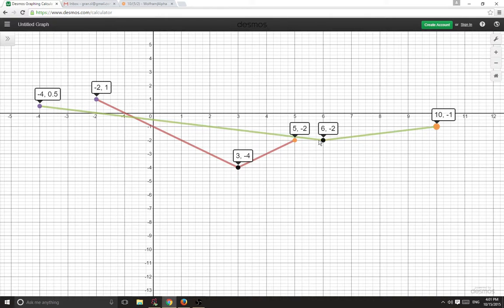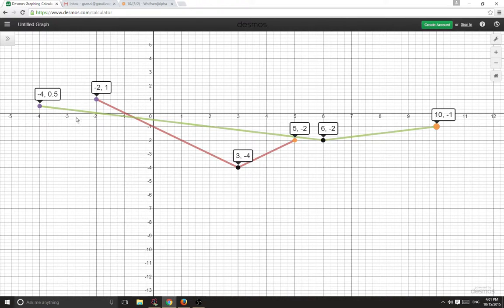If we look at these two points, remember we're going from red to green: 3 to 6, we'd multiply by 2. And to go from -4 to -2, we'd multiply by 1/2. We also see that's true for our orange points. To go from 5 to 10, we would multiply by 2. And to go from -2 to -1, we multiply by 1/2.